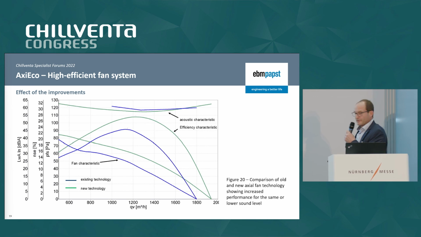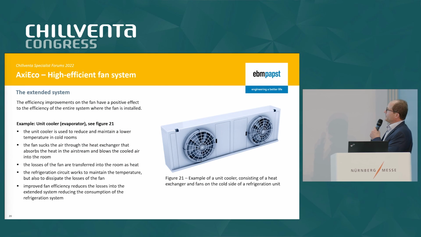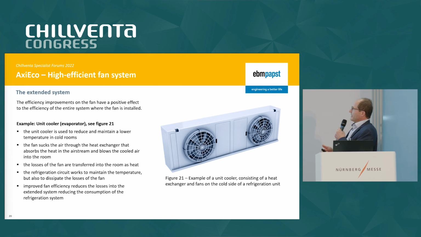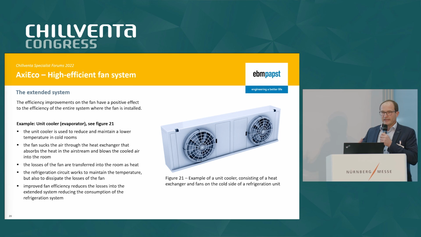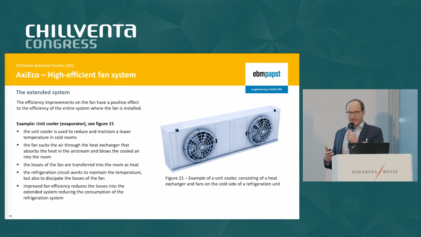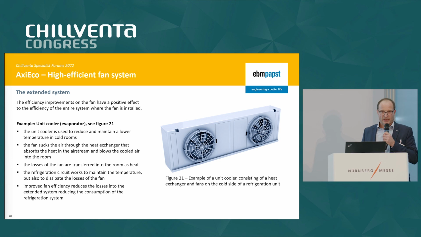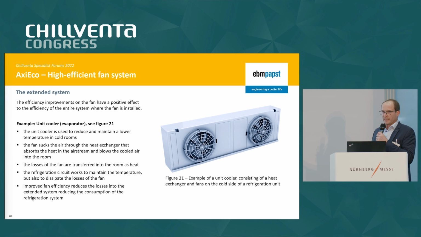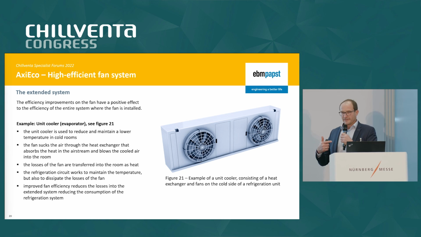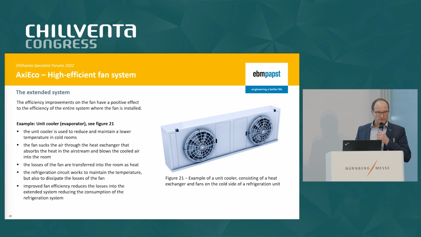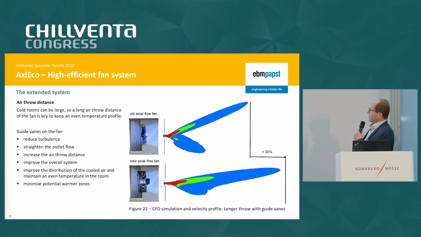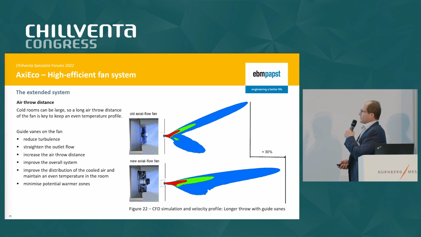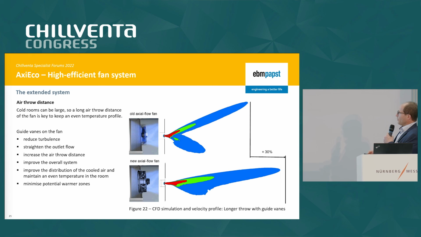I need to come to the end of my presentation because time is up. Extended system means we also have to look at the energy loss we bring into the system with the fan, because energy loss means heat dissipation, and in a cooling system, heat dissipation means additional load to the system. If you manage to reduce the loss of the fan, you reduce the heat dissipation which goes into the system, and by this you improve the total efficiency of the total system. That's the idea behind it. Also, there is the subject of throw distance, where we have much more throw distance with the new technology.